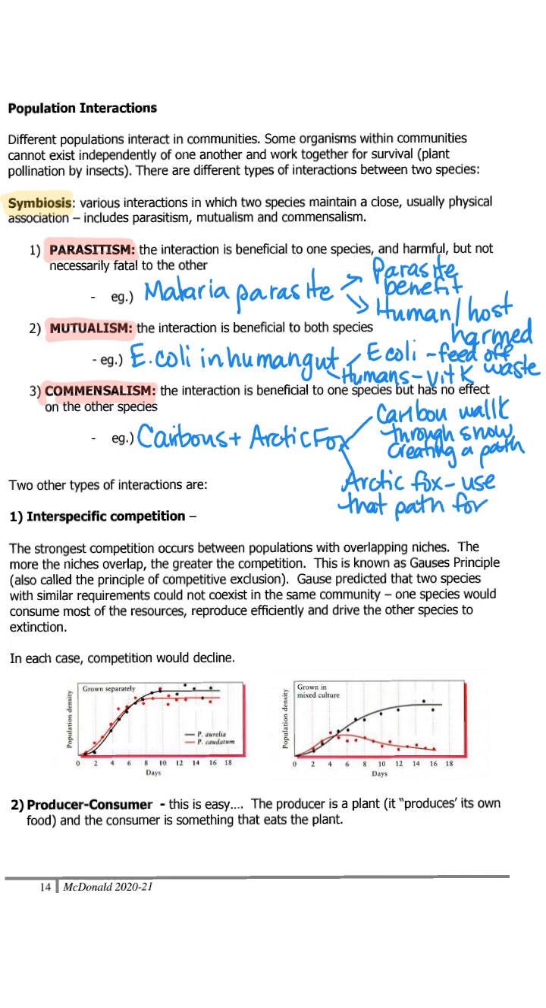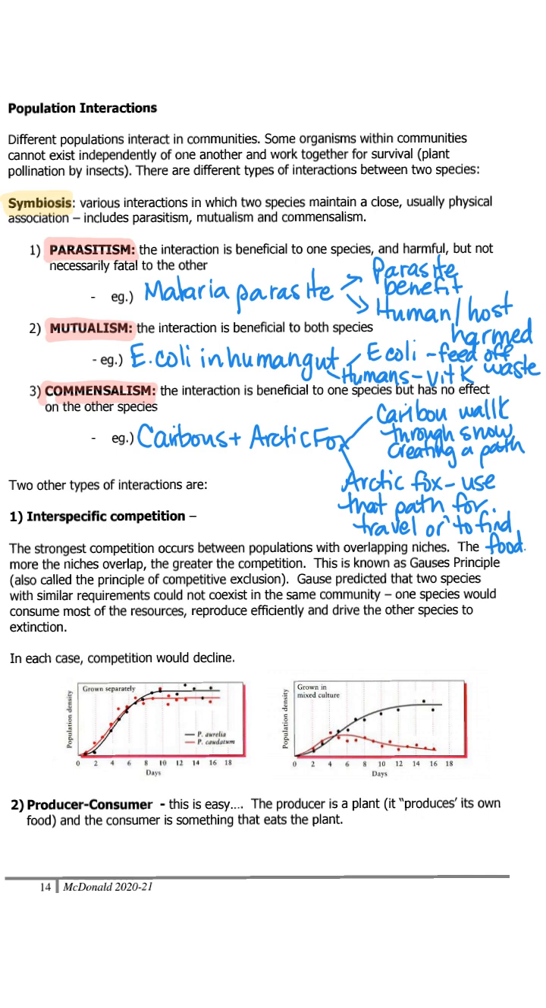for travel or to find food. There could be little holes in the ground. They could smell some of the burrowing animals and maybe get some food. And the caribou was unaffected by it. Didn't even realize that the fox was going to be using that path two days from now.